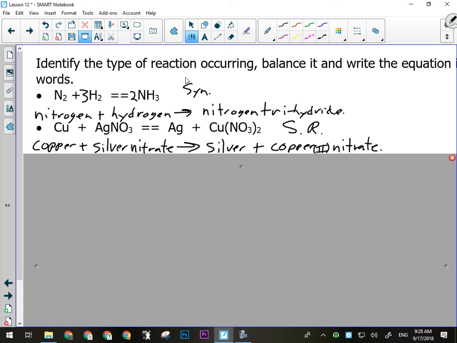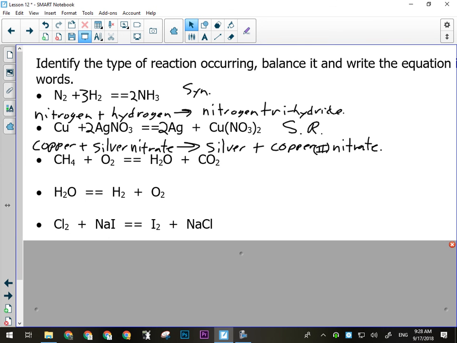To balance this thing, I'm going to start with the largest number. Over here, there are 2 nitrates, right? So I'm going to go back over here and make sure that I have 2 nitrates. When I do that, that gives me 2 silvers. So I'm going to go over here and make sure that my silvers are balanced, and there's 1 copper on each side. So now my reaction works. Okay, try those 3, same thing.